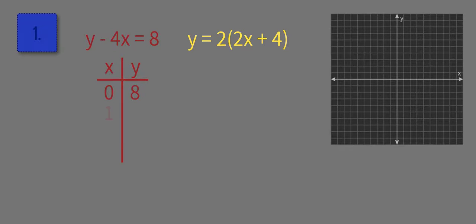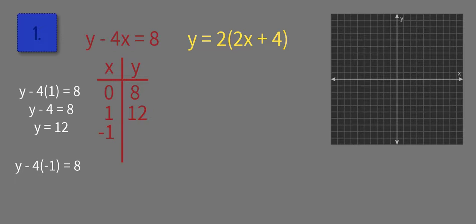At x equals 1, we have y minus 4 times 1 equals 8, so y minus 4 equals 8. Add 4 to both sides, so y equals 12. At x equals negative 1, since that's off our coordinate system there, we have y minus 4 times negative 1 equals 8. So y plus 4 equals 8. Subtract 4 from both sides, and we get y equals 4.